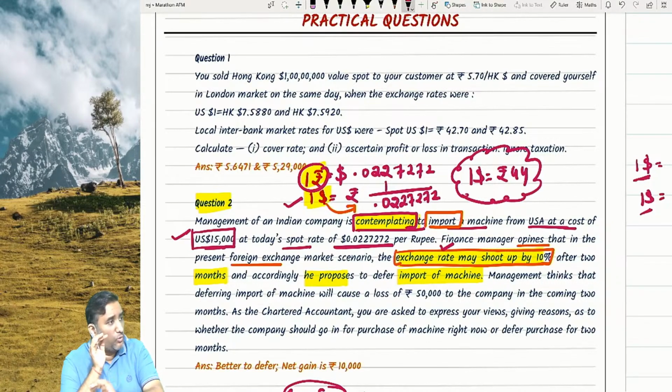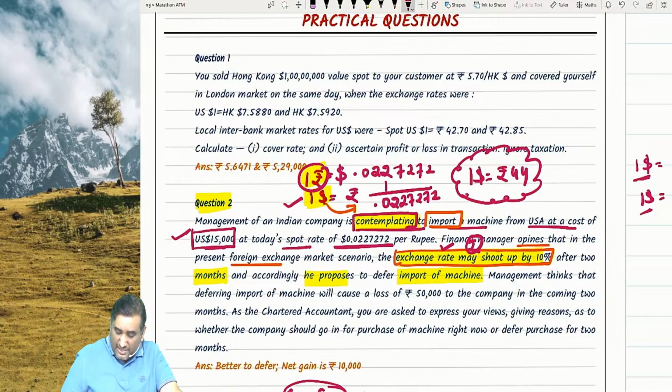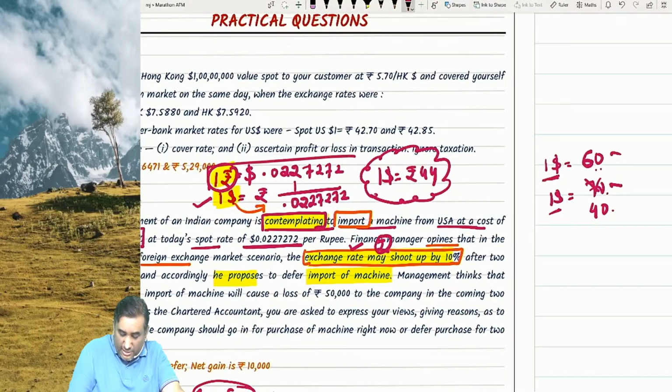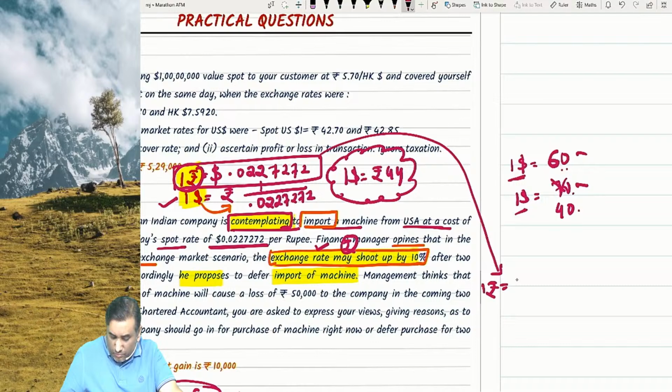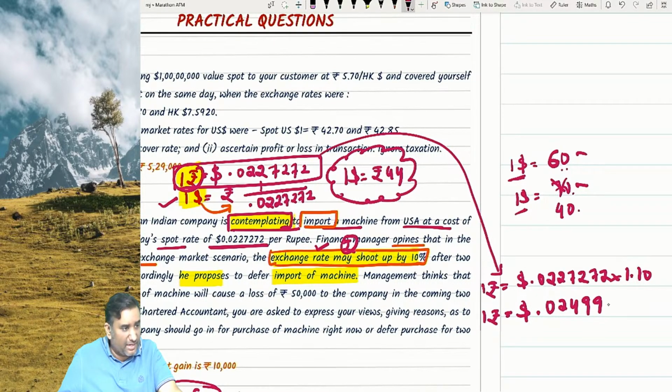This was the importer case. Importer will benefit when home currency shoots up, and that is only when I'll defer the import of the machine. It means he is talking about rupee here. And when he says 10%, that means his expectation is 1 rupee will be equal to $0.0227272 into 1.10. 1 rupee is equal to dollar what? 0.0249. Right? Exactly the same number.